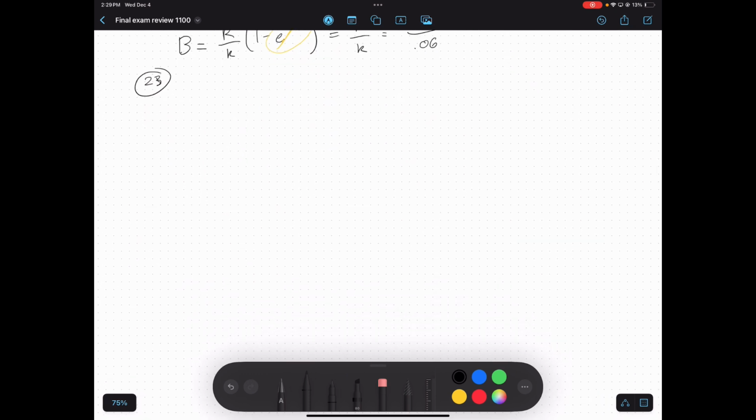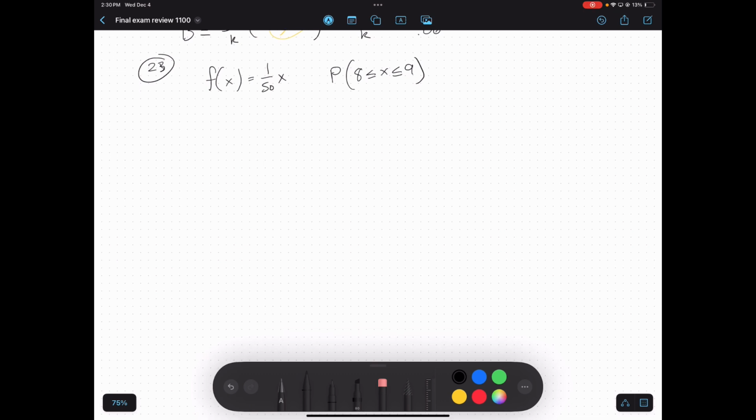probability density functions. So 5.4, talking about probability density functions. It gives me a function. It gives me the function 1 over 50x, and this is the probability that a dart lands on a number line. And it's always landing in the interval from 0 to 10. Find the probability that the dart lands between 8 and 9. Okay, that's what you're finding. You're finding the probability that the dart lands somewhere between 8 and 9. How do I do this?